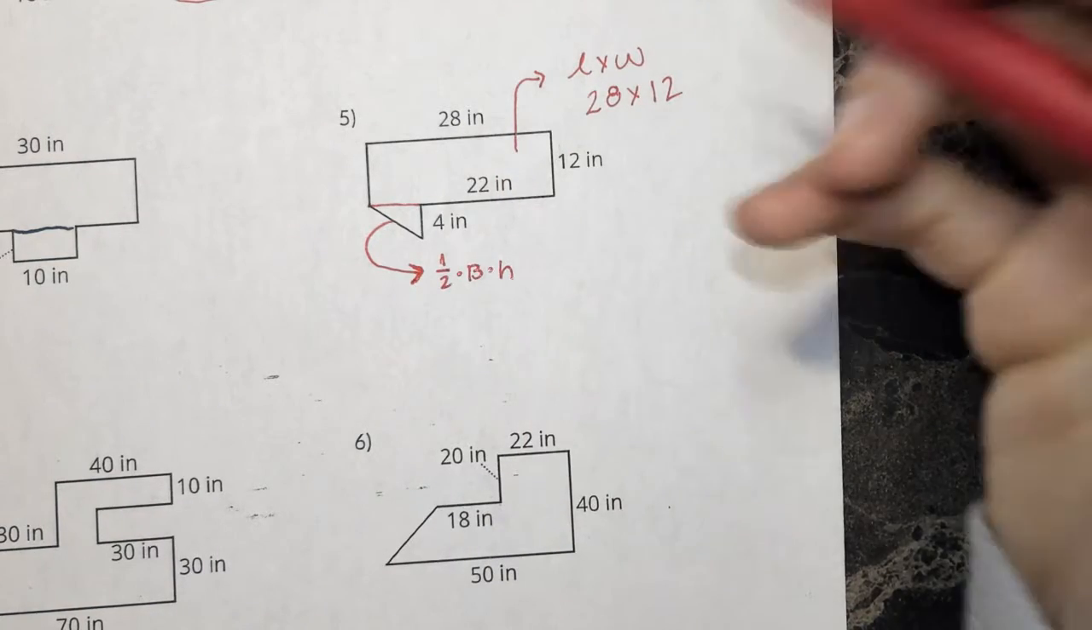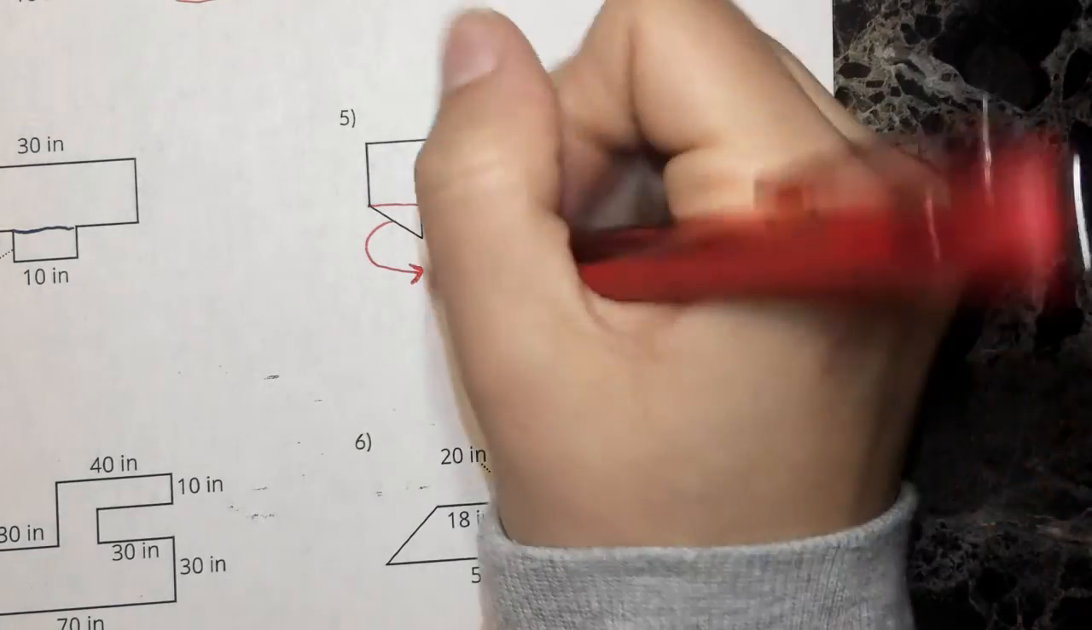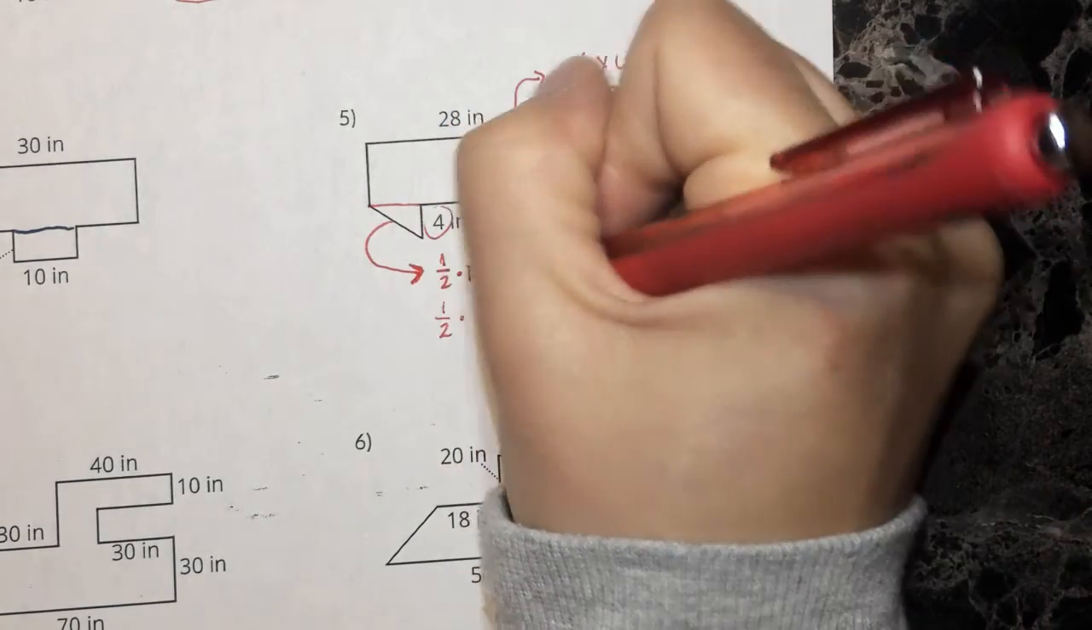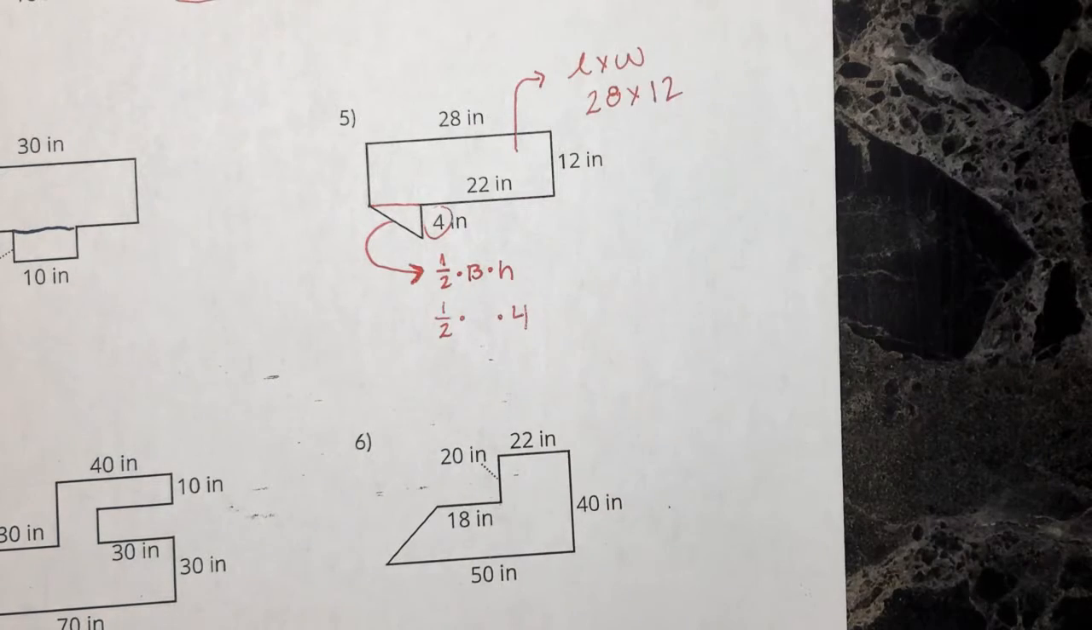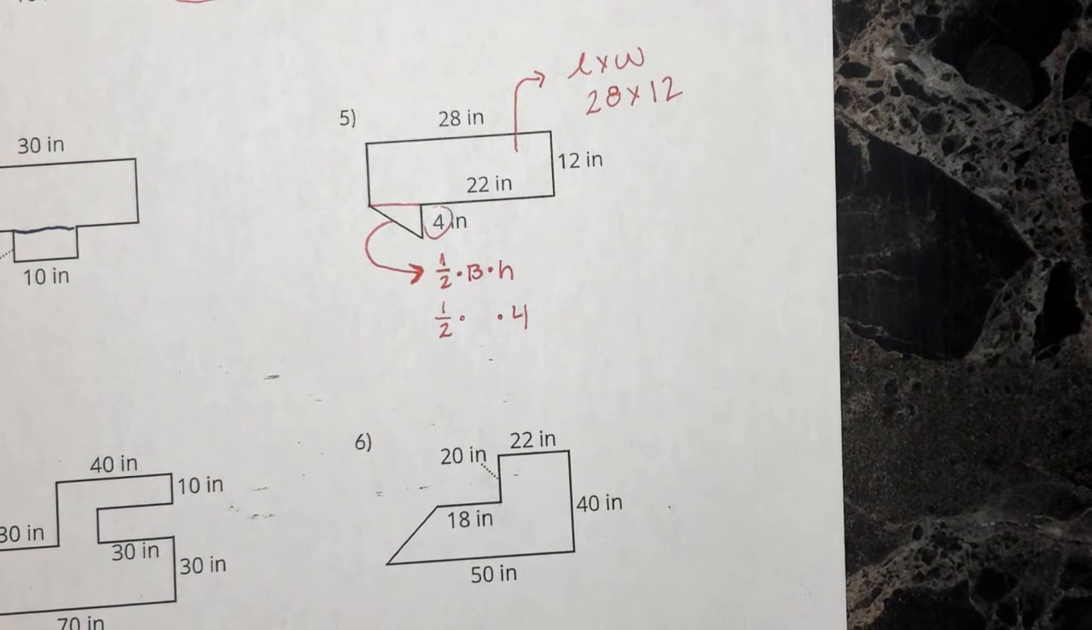Okay. Now we have one of our dimensions, we have a 4. We could say that is the height. So we have 1/2 times some base times your height of 4. The base of this triangle is this length that we drew in. Now, it doesn't say what that is, but we can easily find it.